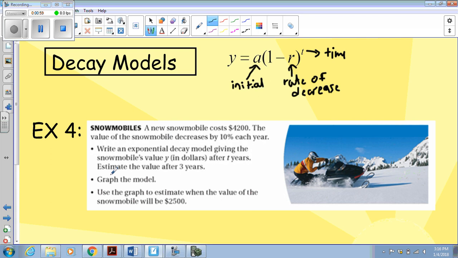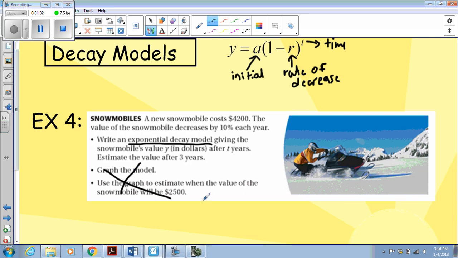Okay. So we're just going to be doing the first bullet point here. So it says a new snowmobile costs $4,200. The value of this snowmobile decreases by 10% each year. So the first part of our bullet point says write an exponential decay model. So that should be a key phrase here using your context clues. So whenever you see that, you need to make sure that you use the decay model formula, giving the snowmobile's value y in dollars after t years.